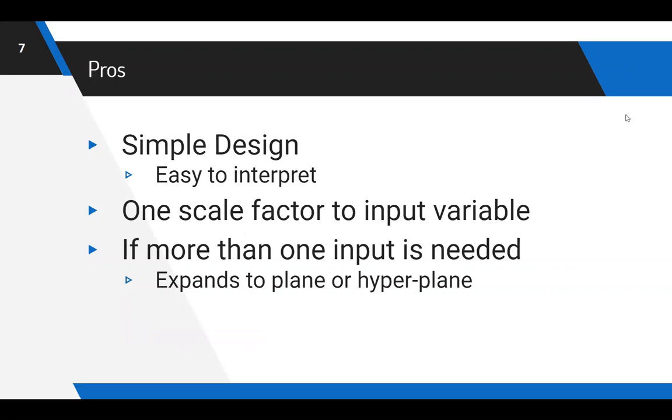Some of the pros of this are, first of all, that it's a very simple design and easy to interpret. For example, if you have a graph and you can lay out different variables on the x and y axes, and you can show a clear correlation or relationship between those variables, then not just statisticians or data scientists can interpret that, but you can show it to people in other industries, in other fields. It's very easy to read and understand what it's trying to show in terms of the relationships of those variables. There's one scale factor for the input variables.